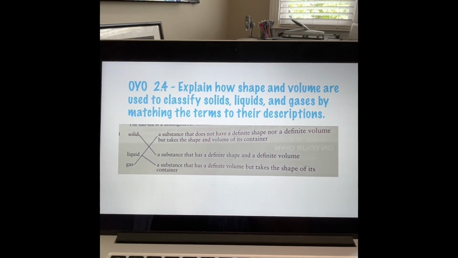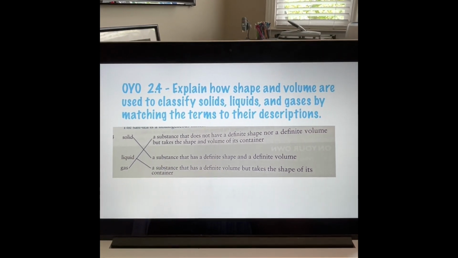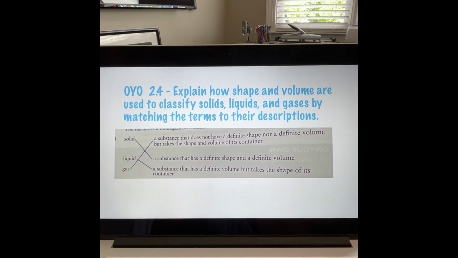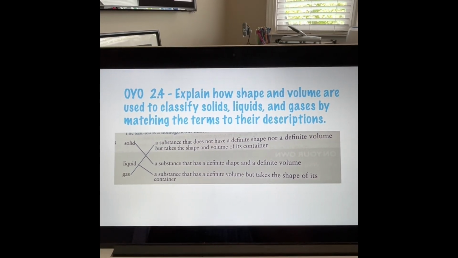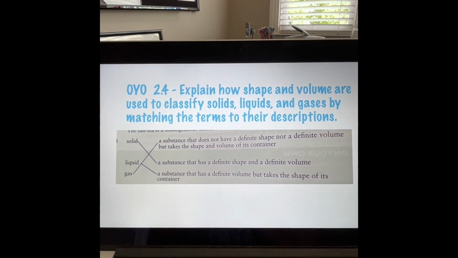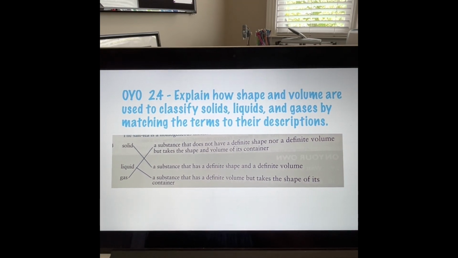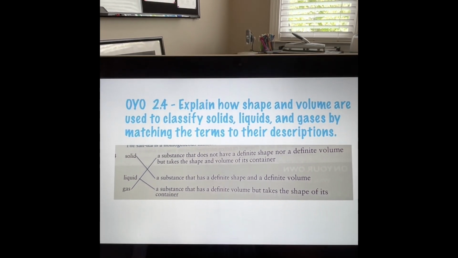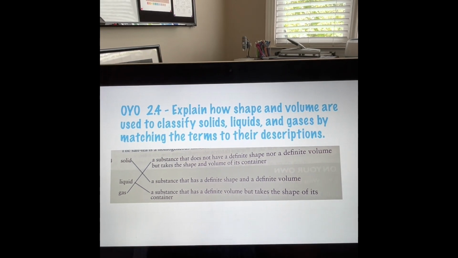All right, on your own, let's get these last couple questions answered. On your own 2.4, explain how shape and volume are used to classify solids, liquids, and gases by matching their terms to their description. So a solid is a substance that has a definite shape and a definite volume. A liquid is a substance that has a definite volume, but takes the shape of its container.